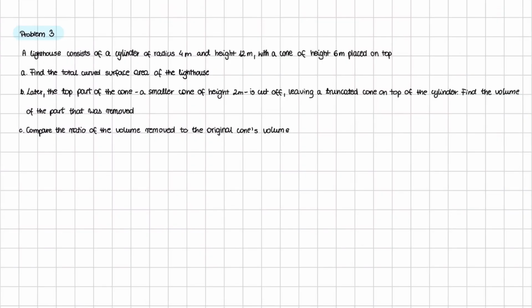Problem 3. A lighthouse consists of a cylinder of radius 4 meters and height 12 meters with a cone of height 6 meters placed on top. A. Find the total curved surface area of the lighthouse.